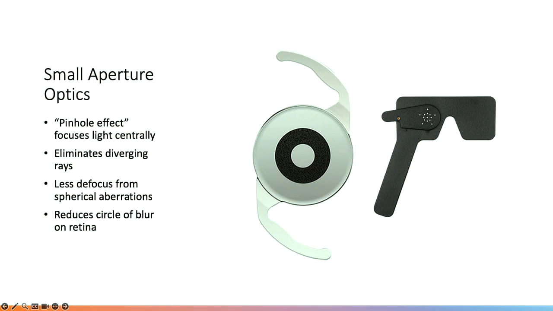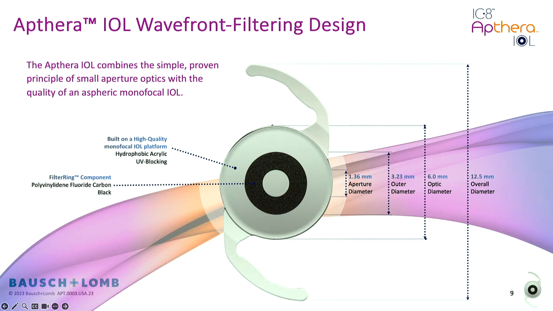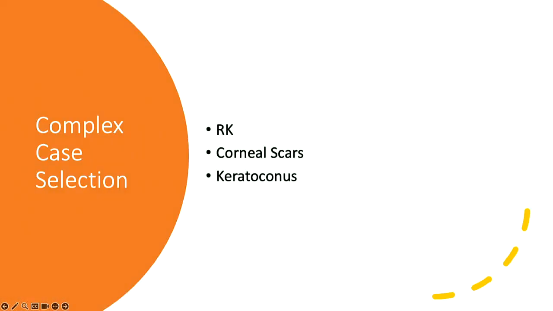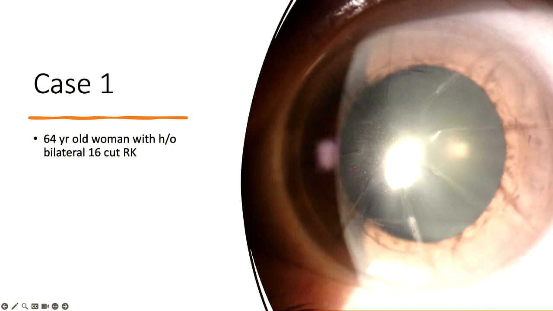We've already been through the small aperture optics and what the lens looks like with that filter zone there, so I will just go through there. Complex case selection, it is my go-to lens. The small aperture lens is my go-to for RK, and I actually do use it bilaterally in patients, not just unilaterally. Also select cases of corneal scars as well as for keratoconus.